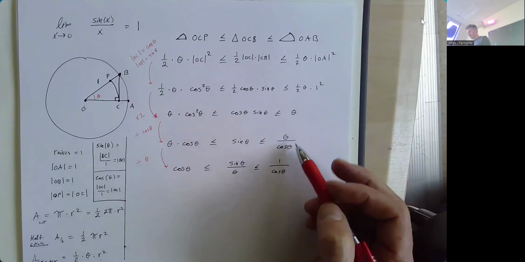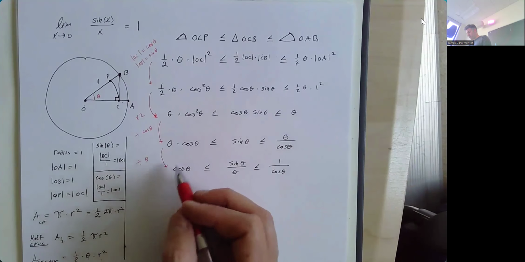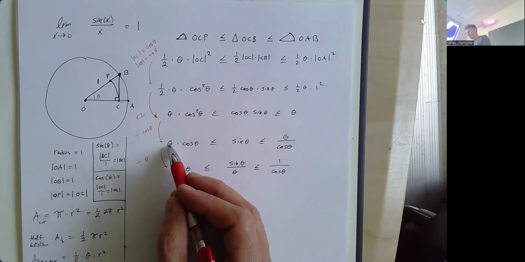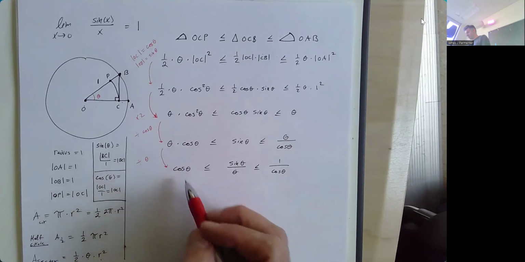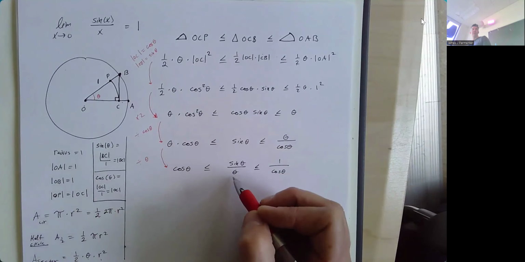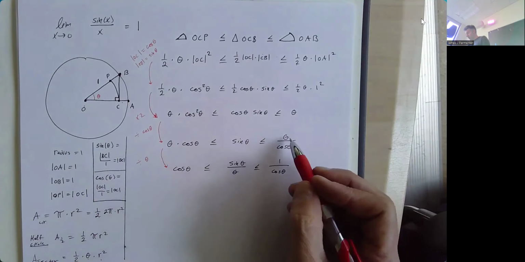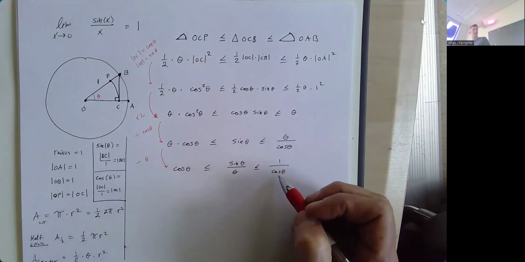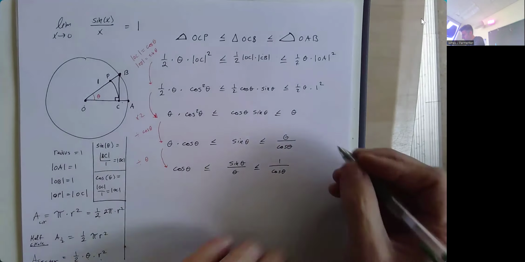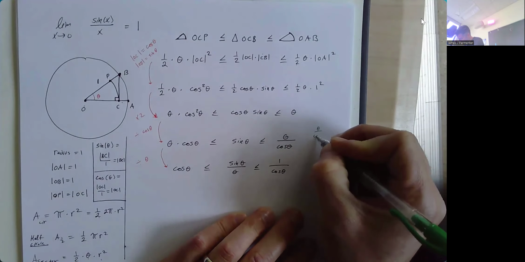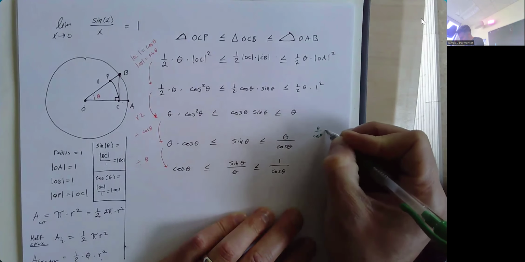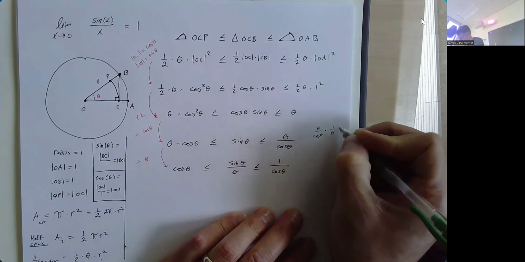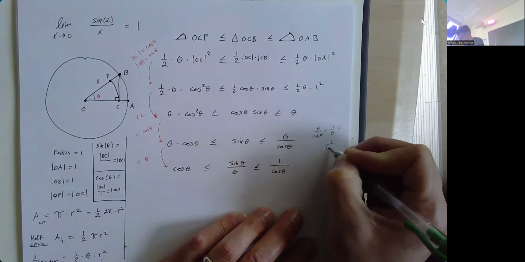And finally, the very last thing I did was divide everything by theta. Theta divided by theta gives me a 1 times cosine. Sine theta divided by theta is sine theta divided by theta. And theta over cosine theta divided by theta is 1 over cosine theta. Or if you prefer, instead of dividing by theta, you could say you're multiplying by 1 over theta, and that is equal to 1 over cosine theta.